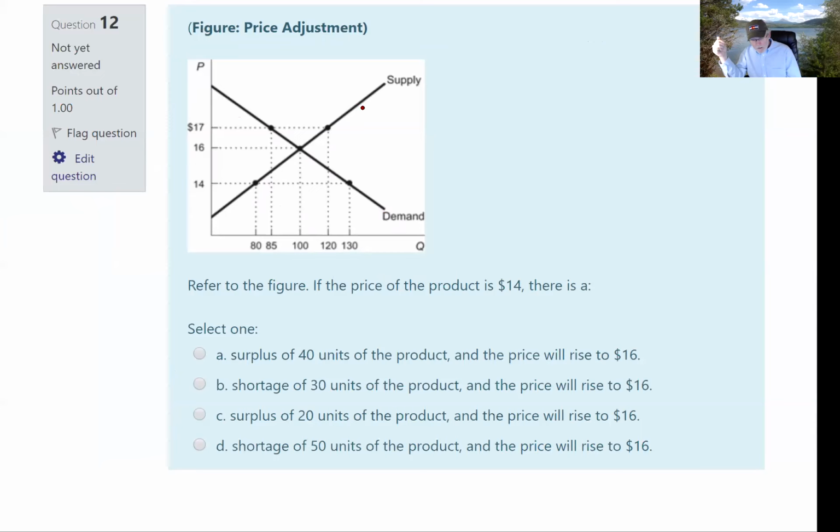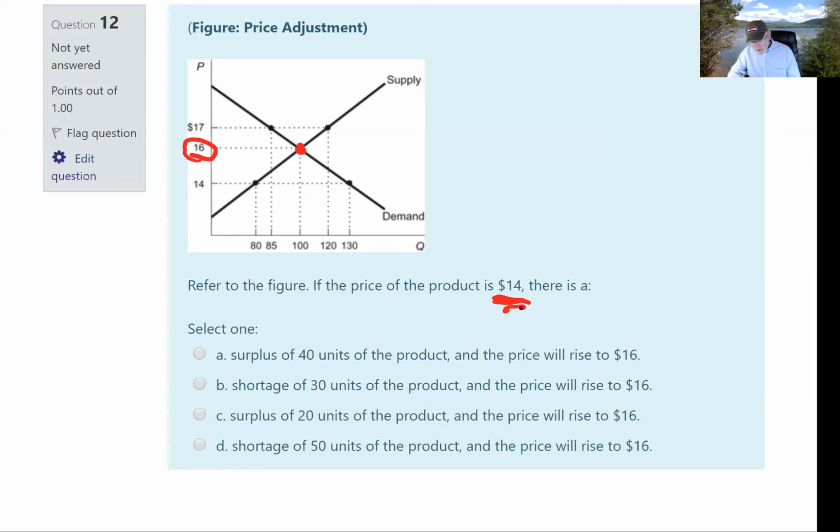We got a demand curve, we got a supply curve. It's pretty straightforward. If the price of the product is 14, what's going to happen? Before you look at that, notice where's the equilibrium? Well, it's always at the intersection, and that is at a price of $16. So if the price were 16, then the quantity demanded and the quantity supplied would be equal.